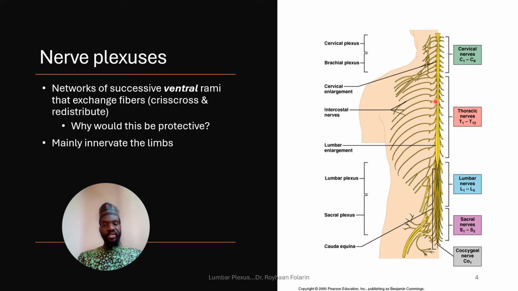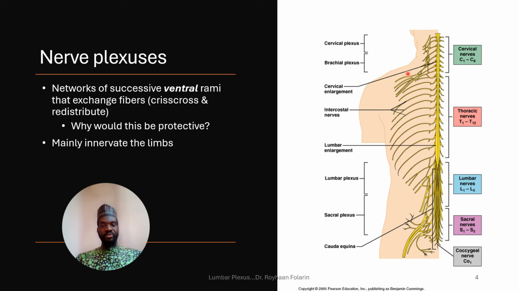So plexuses mainly innervate limbs, right? And you'll observe that in this diagram, the cervical spinal nerves are here illustrated. The thoracic spinal nerves, the lumbar spinal nerves from L1 to L5, the sacral spinal nerves from S1 to S5, and the coccygeal nerve 1, right? So from these spinal nerves, you have plexuses forming, especially in the cervical, the brachial plexuses, and then you have the lumbar plexus and the sacral plexus forming from these spinal nerves.